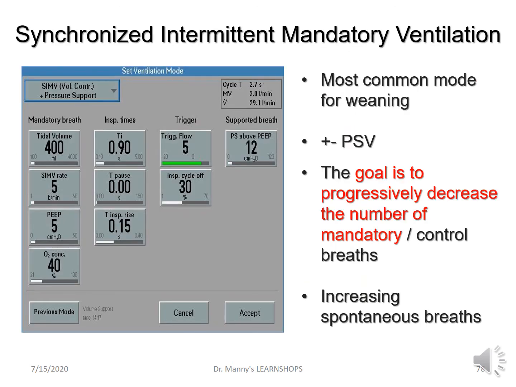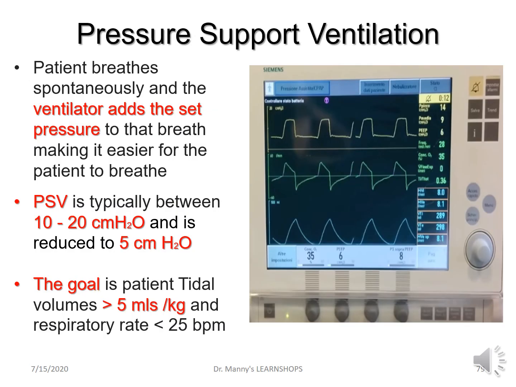Then you've got synchronized intermittent mandatory ventilation, and this is probably the most common mode for weaning, plus or minus using pressure support ventilation. And the goal is to progressively decrease the number of mandatory breaths or control breaths until they get down to the pressure support, or they get down to the CPAP, depending on which is being used. So they're breathing only spontaneously, spontaneous breathing. Pressure support ventilation is probably more commonly used these days.